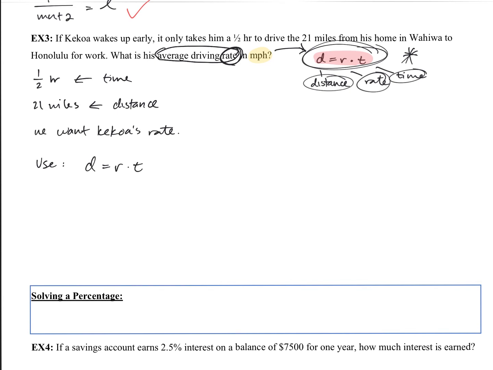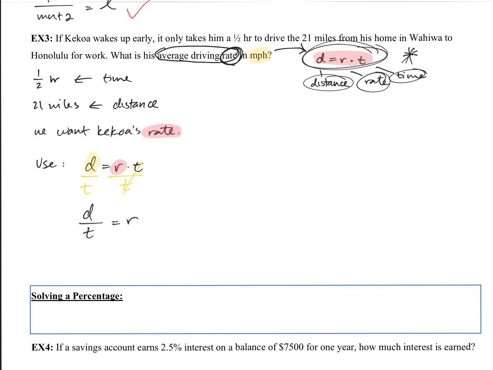At the moment, though, this formula is solved for distance, right? I don't want the distance, though. I want Keikoa's rate. So I want R. How do I get R by itself? Well, I can go ahead and divide both sides by T. And then I'll get that distance divided by time equals the rate. Awesome, so now I can go ahead and plug in my time and my distance.